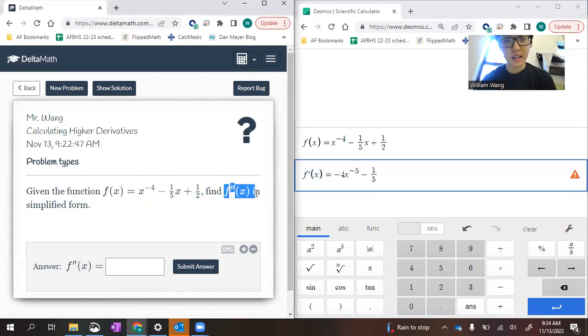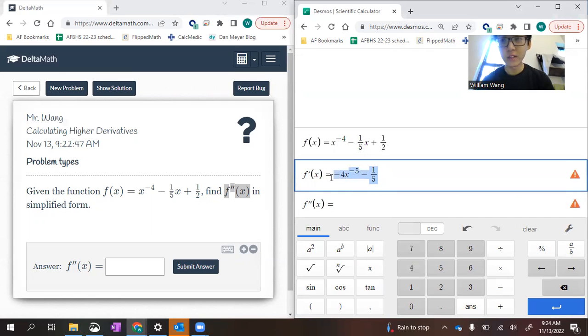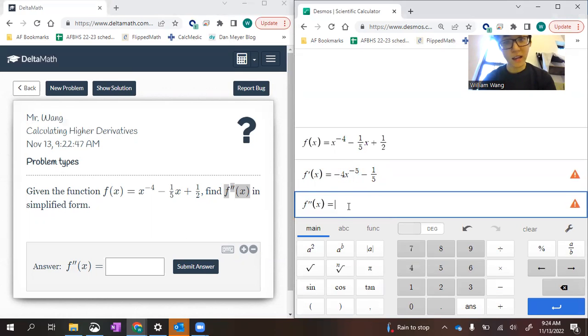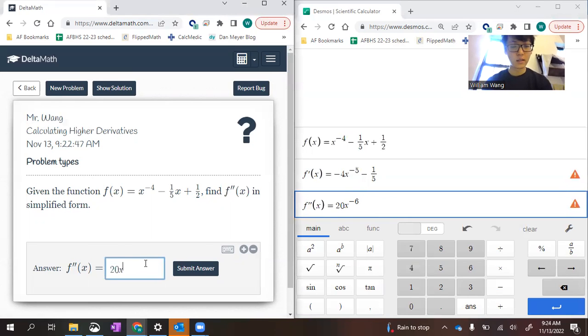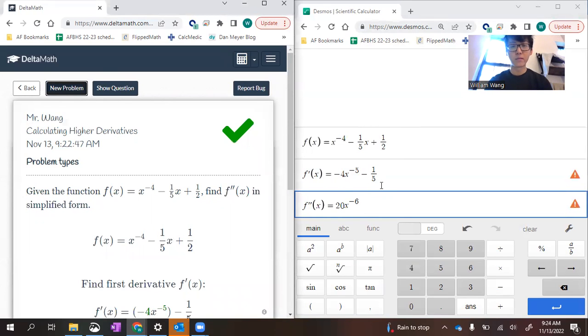Now I need to find the second derivative, or f double prime. So all I need to do is work from here and do the derivative another time. So negative 4x to the negative fifth. I'm going to take this negative 5, bring it down. So it's going to be negative 5 times negative 4 is 20x, and then I subtract 1 from the exponent, so it's going to be negative 6. All right, that should be our answer. So let's put that in. 20x to the negative 6. Perfect. Well, that's how you do these problems.